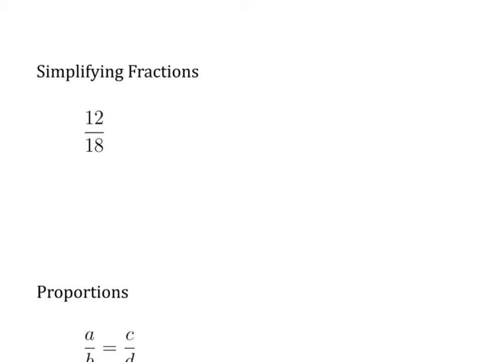So for this particular example, 12 divided by 18, I actually know for a fact that 12 is divisible by 6, and so is 18. So if I go ahead and divide both numerator and denominator by 6, we get a 2 in the numerator divided by 3 in the denominator. So 12/18 is the same as 2/3 when reduced.